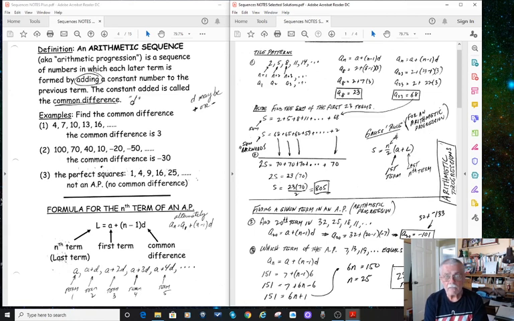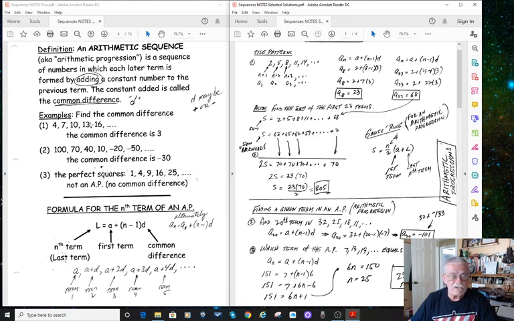Okay, so an arithmetic sequence is a sequence. A sequence is a list, right, of numbers in which each latter term is formed by adding a constant number to the previous term. The constant number is called the common difference. We symbolize it by D in most of the formulas we'll be using. And just a side note, D may be positive or negative.